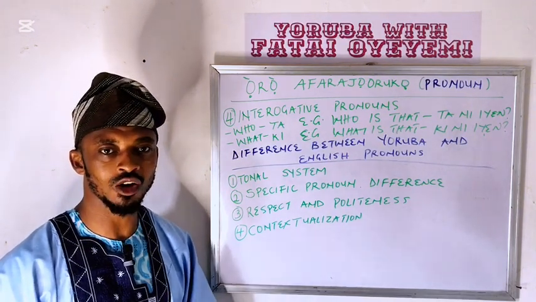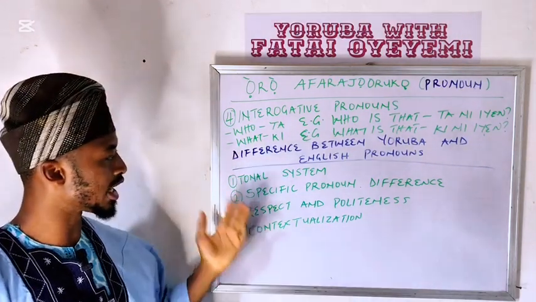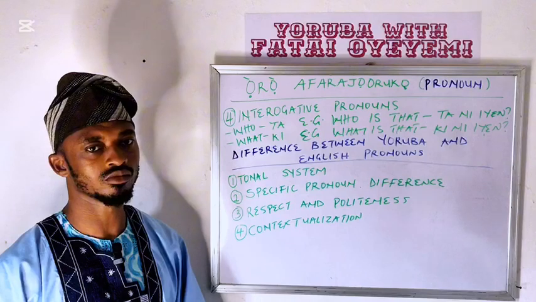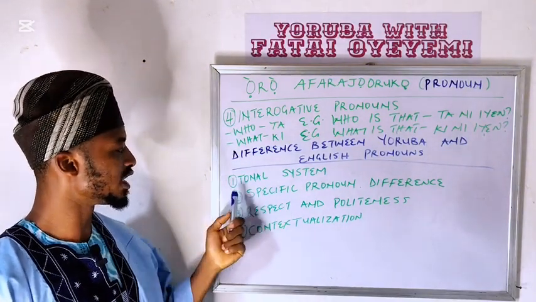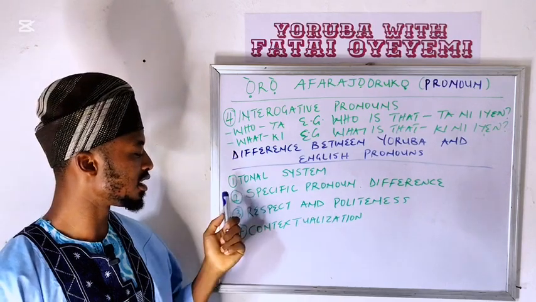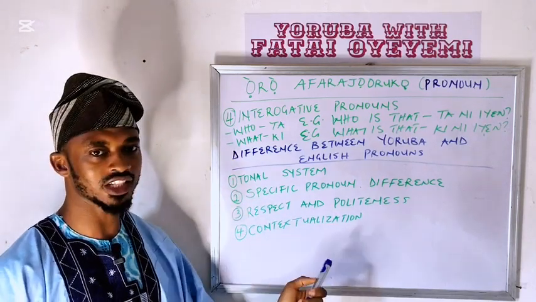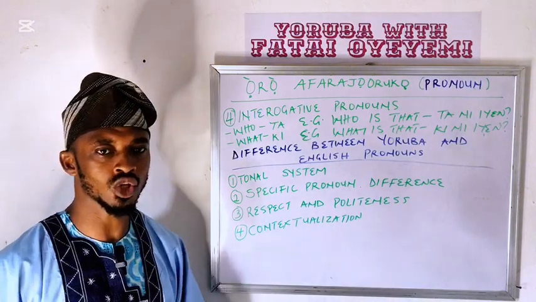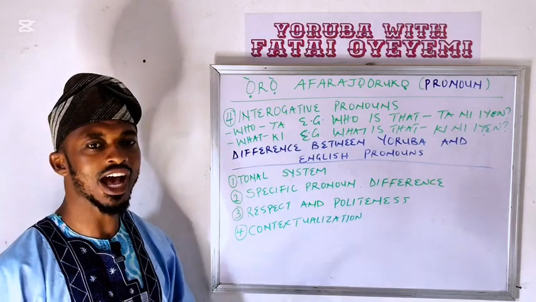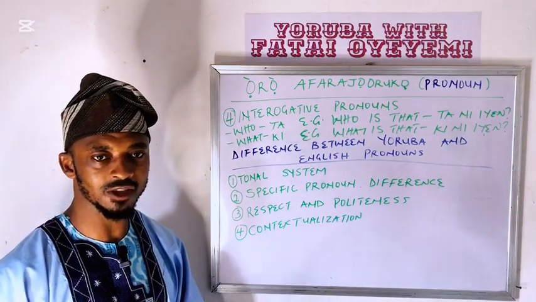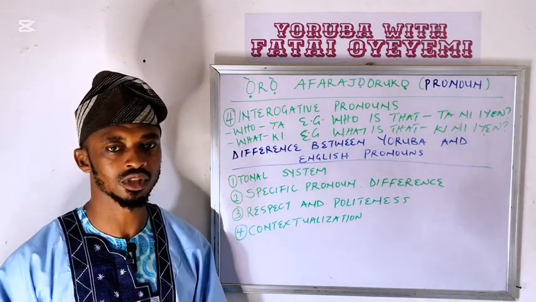Having covered the 4 types of pronoun, what are now the major or minor differences between the English pronoun and the Yoruba pronoun? So majorly, I just summarize all these differences into 4. So we have 1, the tonal system. 2, the specific pronoun difference. 3, respect and politeness. And 4, contextualization. So in just 1 or 2 sentences, let's explain all these differences, how Yoruba pronoun differs from the English pronoun.